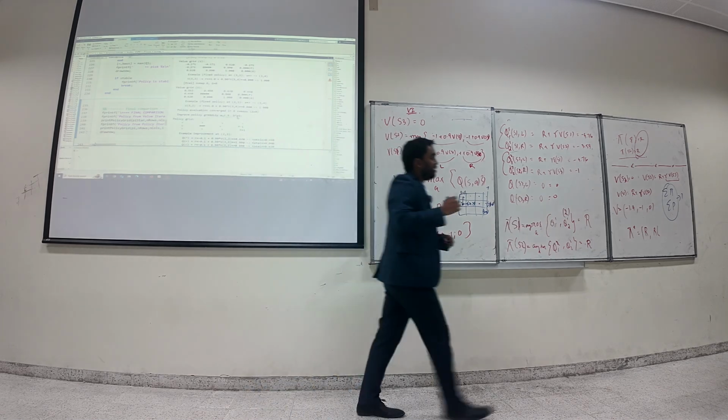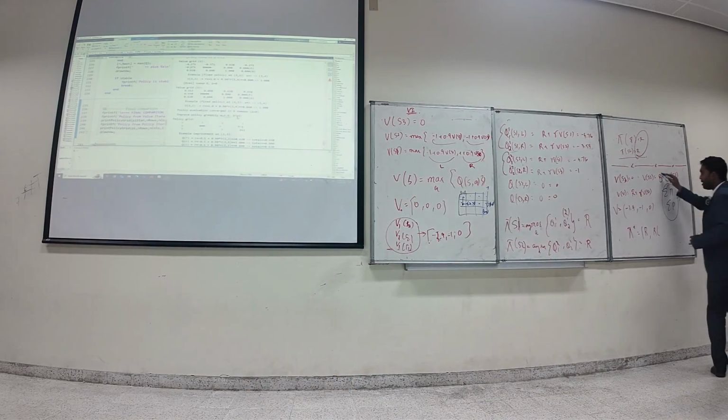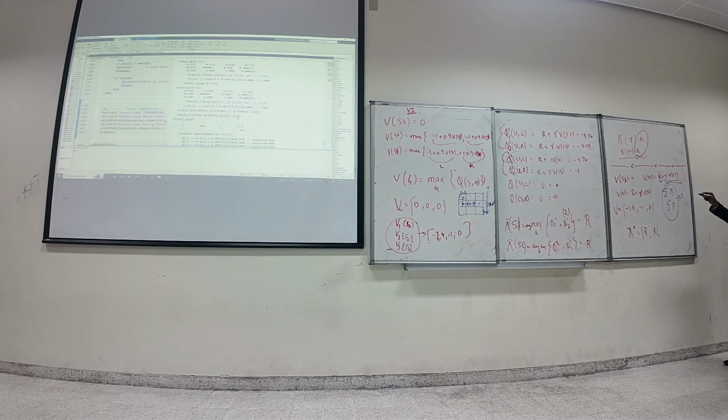So what is the value function again? It is current reward plus future discounted reward. So there is no future discounted reward there. That's why it's 0. Clear, everyone?